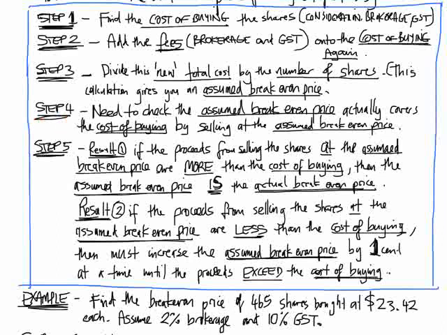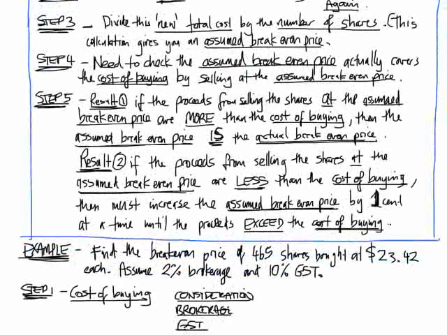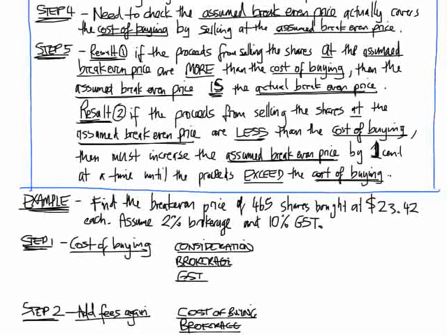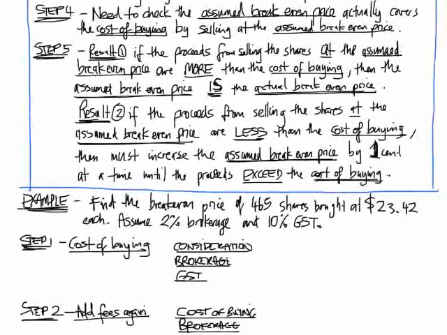So step 4 gets you to check that the assumed break-even price, the one we got in step 3, actually does cover the cost of buying the shares by selling at the assumed break-even price. So you're going to do a selling shares calculation using this break-even price that you think you got in step 3. And then finally in step 5, there are 2 possible results that may happen from doing step 4. When you do step 4, you're going to sell the shares at the assumed break-even price, and you'll get the returns from selling those shares.